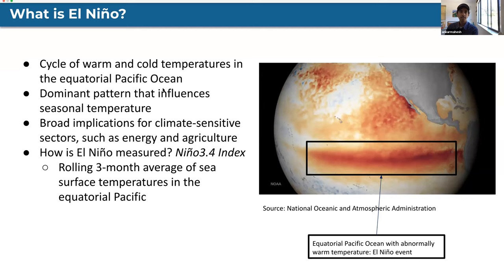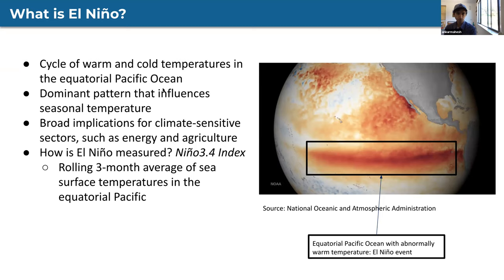El Nino is a cycle of warm and cold temperatures in the equatorial Pacific Ocean. That's the dominant pattern that influences seasonal temperature. It's particularly important for climate-sensitive sectors such as energy and agriculture because it has ties to the monsoon in India, to the North Atlantic hurricane basin, to North American temperature and precipitation. So one important value out of machine learning is to forecast El Nino. The way that El Nino is measured is through the Nino 3.4 index.